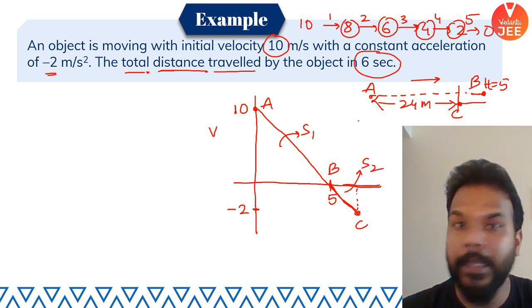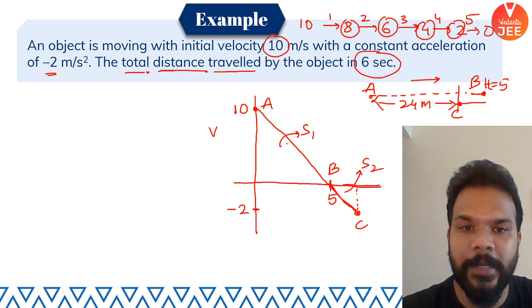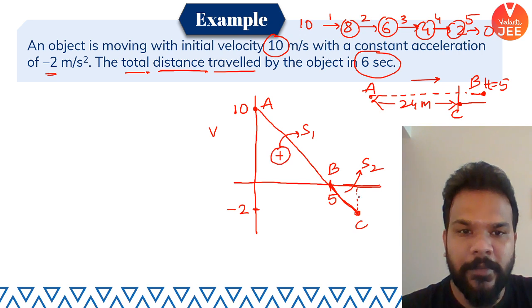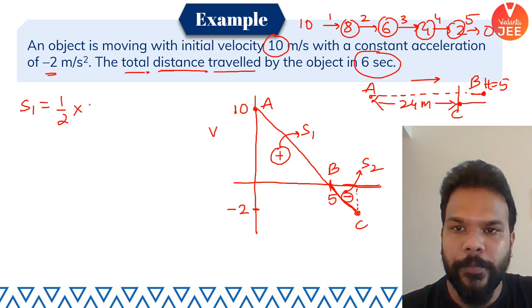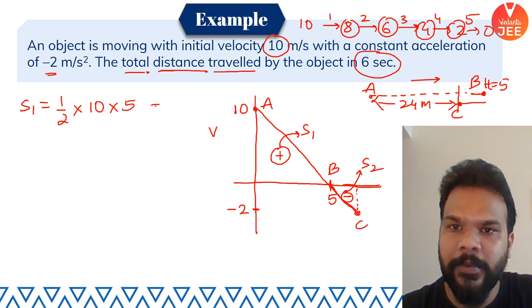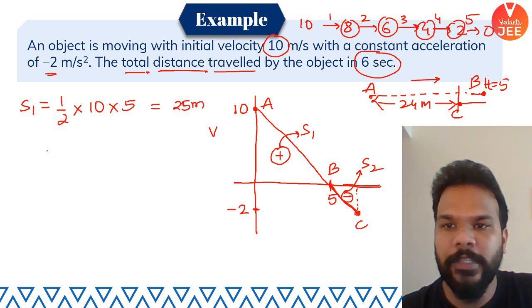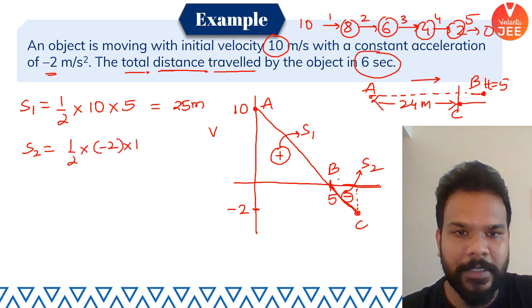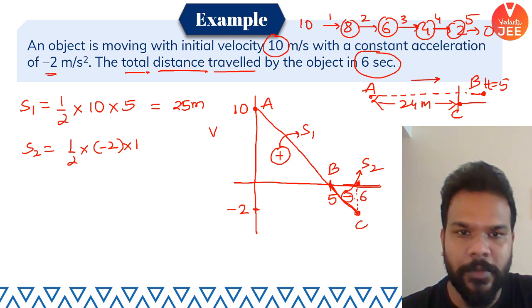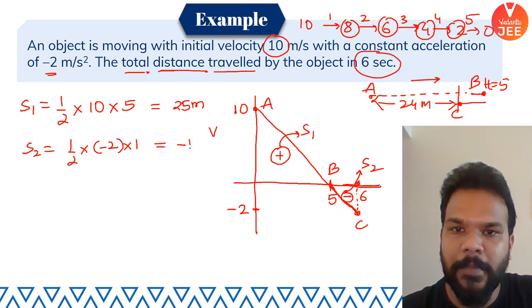So if you want to find out the answer, let's find out the values of displacement S1 and S2 by calculating the area bounded by the graph. And we'll not take this negative displacement. Let's first find out, this is positive displacement, this is negative displacement. S1 is going to be half into 10 into this time, that is 5. This comes out to be 25 meter, obviously positive. And S2 comes out to be half into velocity -2 into 1 second, because this gap is 1 second. This is t equal to 6. So what you get is -1 meter.